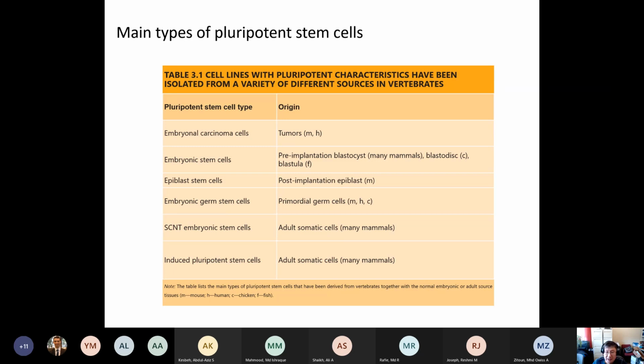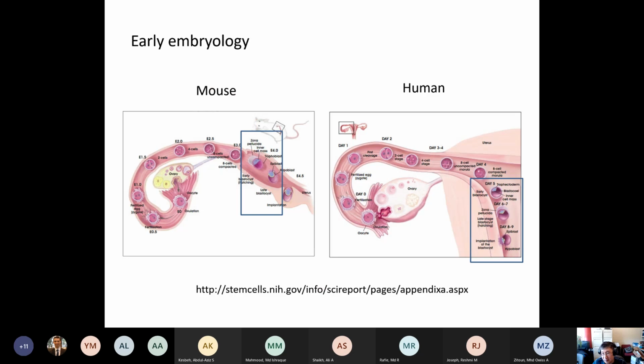So this is a summary of the main cell types of pluripotency, or main pluripotent stem cells. If you have questions, please feel free to interrupt and ask me. I think we're not going to use the whole hour today.